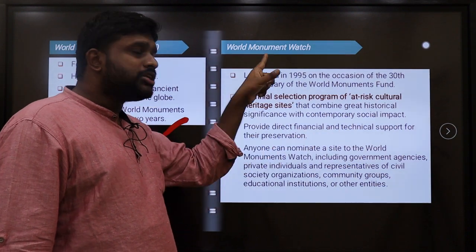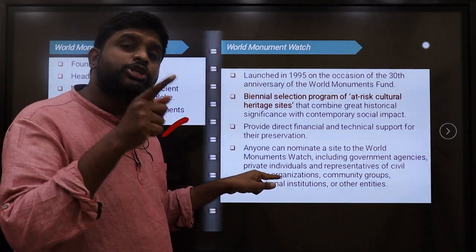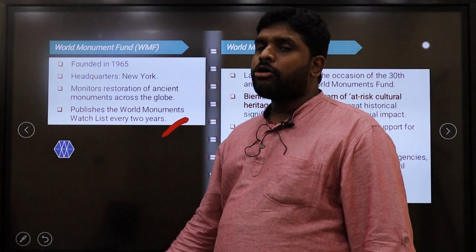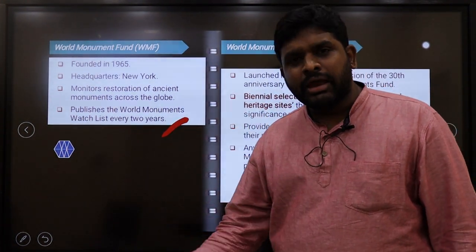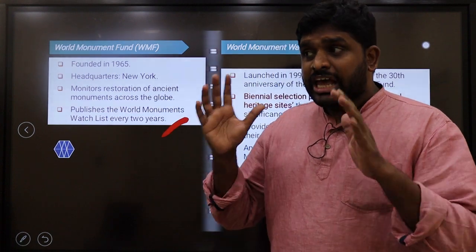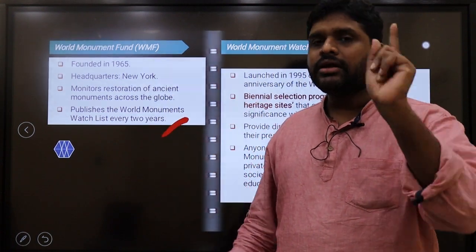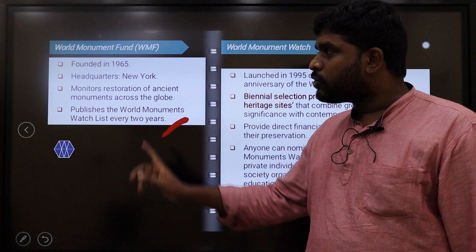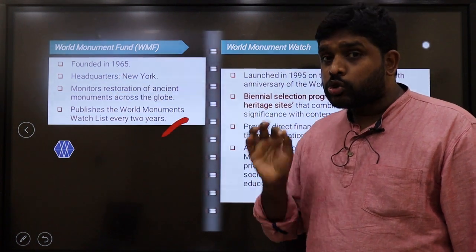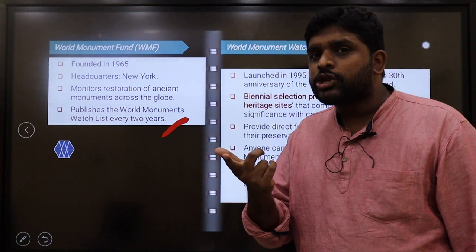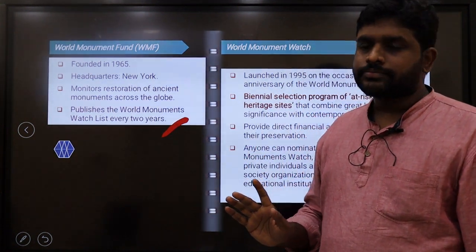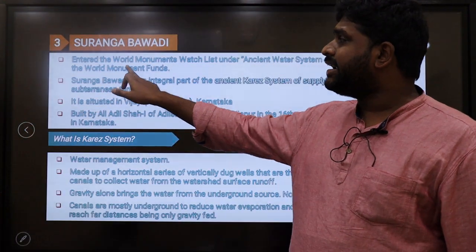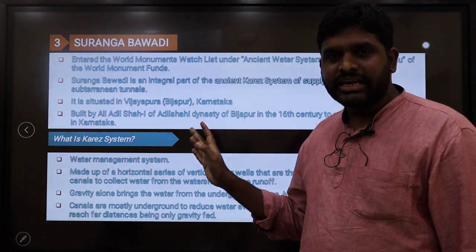They provide direct financial and technical support. They will be pumping money into the protection and restoration of that ancient monument. Anyone can nominate a site in the world for this World Monument Fund. A government can propose, an NGO can propose, a private person can propose. If it is useful, significant, or has some social impact, yes, it will be entered into the World Monuments Watch under the World Monument Fund. Funds will be provided so that there will be restoration of these ancient monuments. So the current affair is this: Suranga Bavadi entered the World Monuments Watch List very recently.